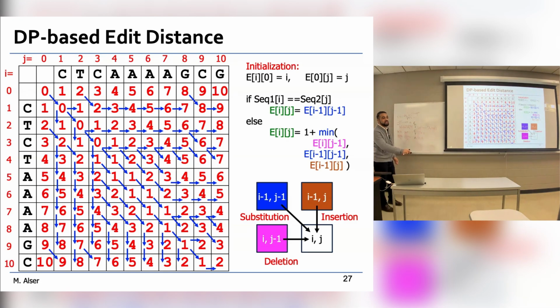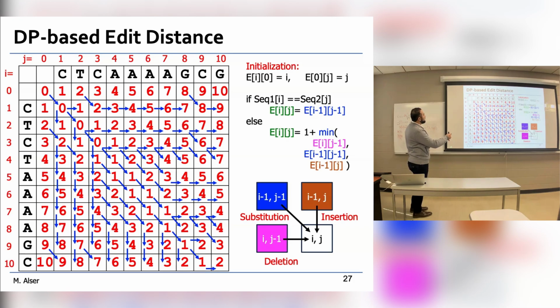So what is the number here? 2. Means the edit distance is 2. It means the optimal number of edit operation or the optimal number of edit value for this to be exactly same as that is 2. Let's see, maybe by eye you could capture that.